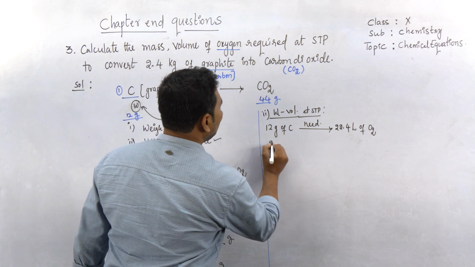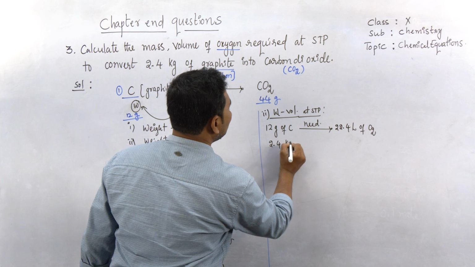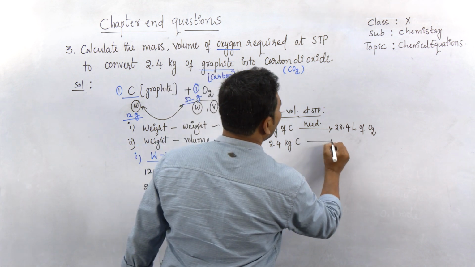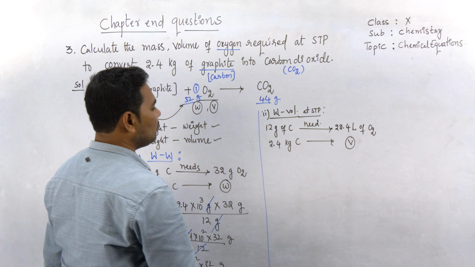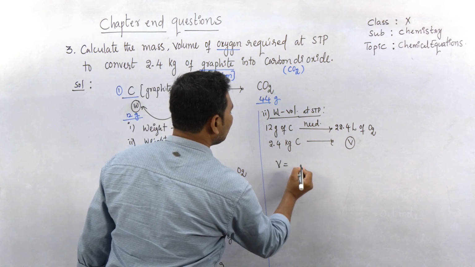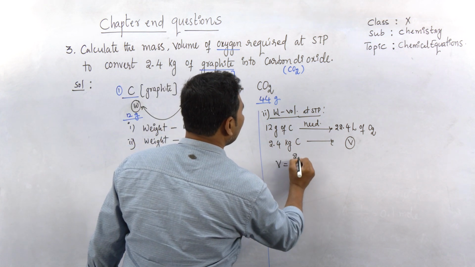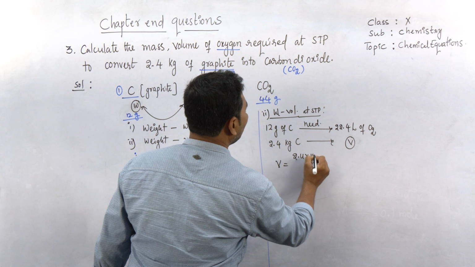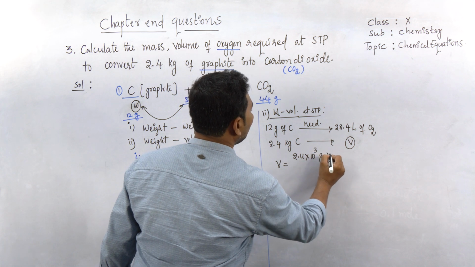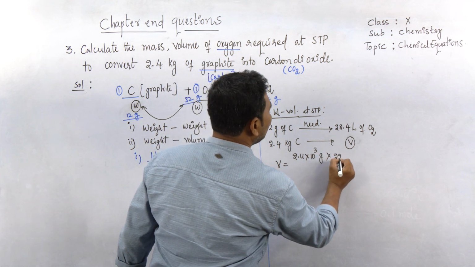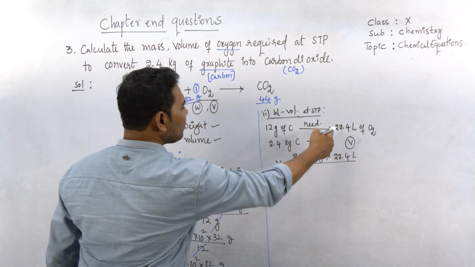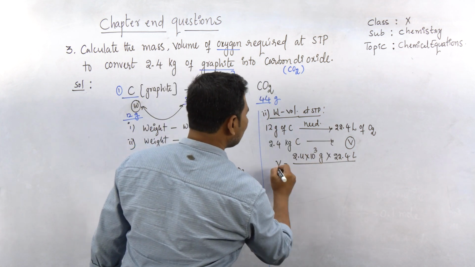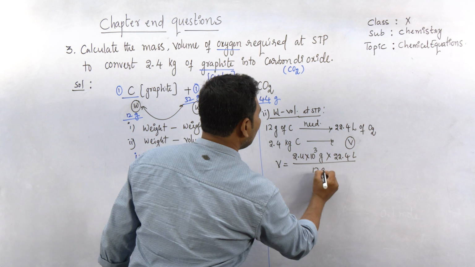Then, 2.4 kg of carbon needs what volume of oxygen? This we have to calculate. So V is equal to, what do we write? Let's write it as 2.4 into 10 to the power 3 gram into 22.4 liter by, these two are multiplied, by 12 gram.